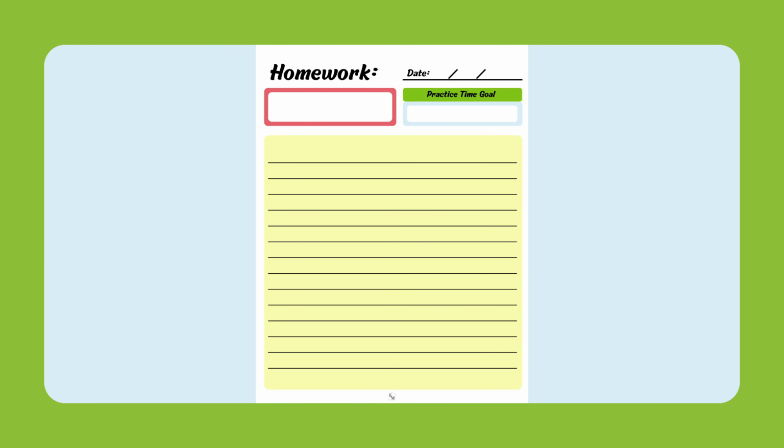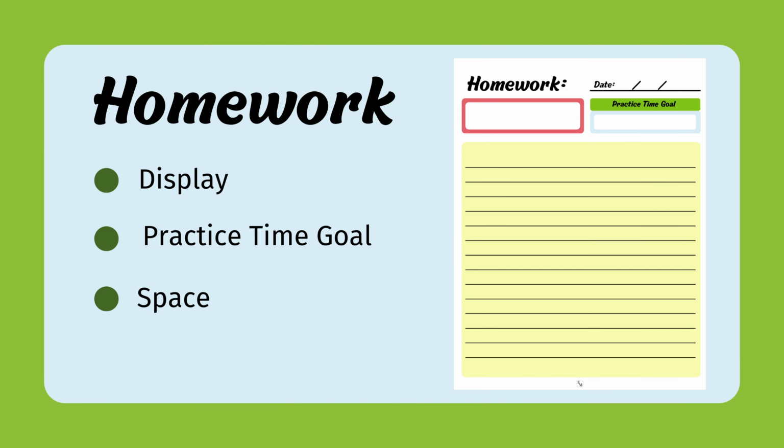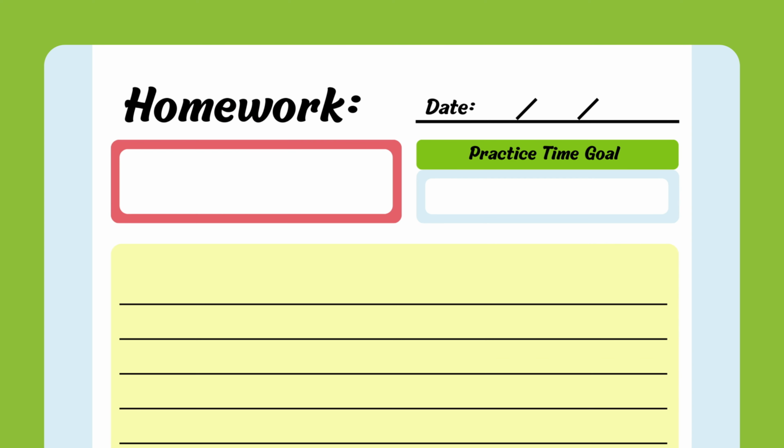Let's start by looking at a homework page. Homework pages have three sections: the display, practice time goal, and the space section. The display section can be used to write important notes, tasks, or events that a teacher would like to highlight for a student or parent. This may include a special announcement, such as an upcoming recital date.